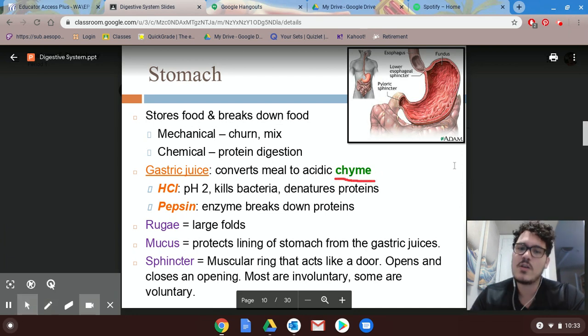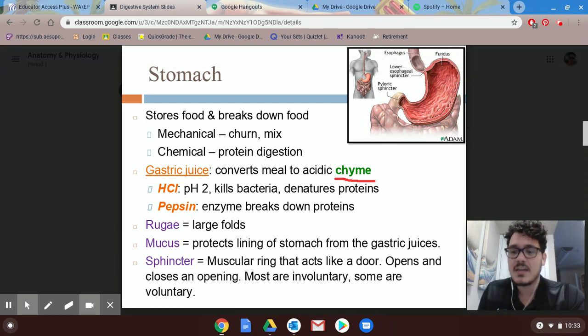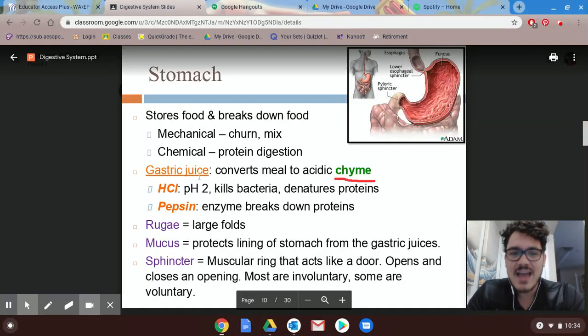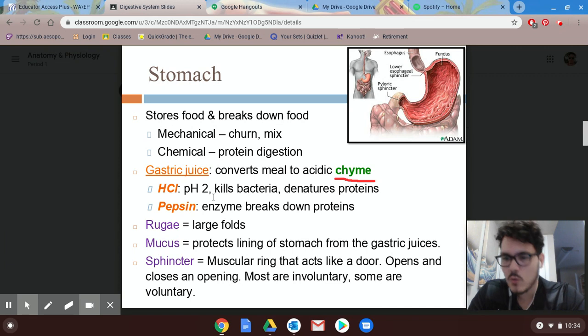Chyme is when you've made it less solid. It is now becoming more and more liquid. You're really starting to rip apart its texture. The gastric juices are made up of two major compounds. There's more than just these two, but these are the ones I want us to be focused on.